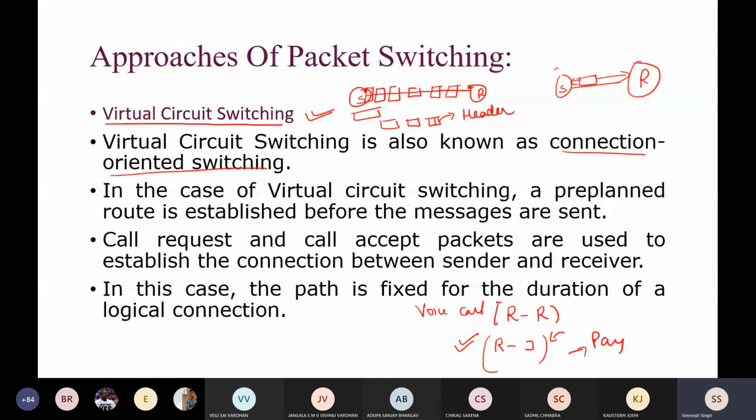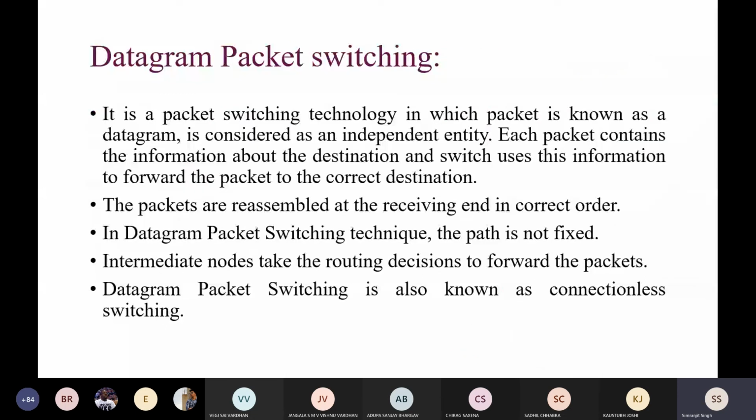Now there is another approach called datagram packet switching. Datagram packet switching is pure packet switching. There are various kinds of packets. The data communication or message is divided into various packets, and each packet contains a header. Keep that in mind, each packet contains a header, and they can follow any path.